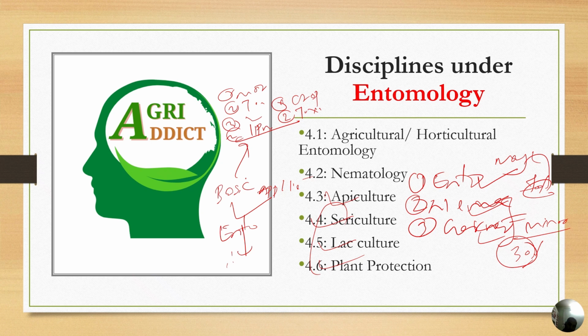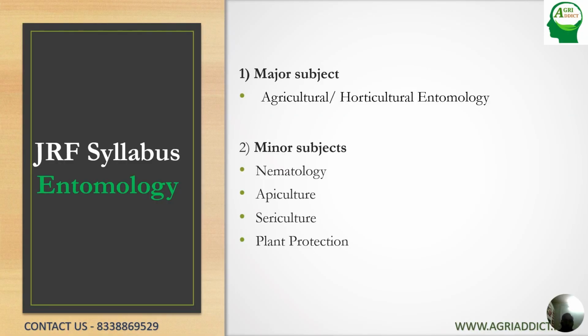One is apiculture, sericulture, lac culture, insect vectors, HPR, okay. And there are arthropods, rodents, stored grain pest, everything. I will discuss it later in detail. As I have told you before, the major subject is entomology. For the minor subject, one is nematology and all the applied part of entomology.